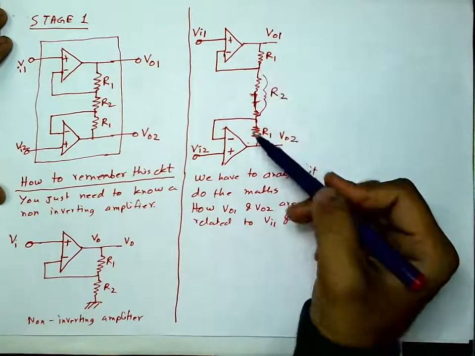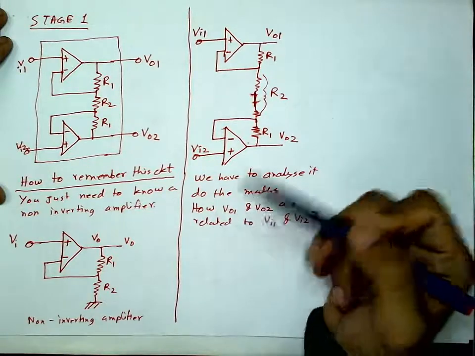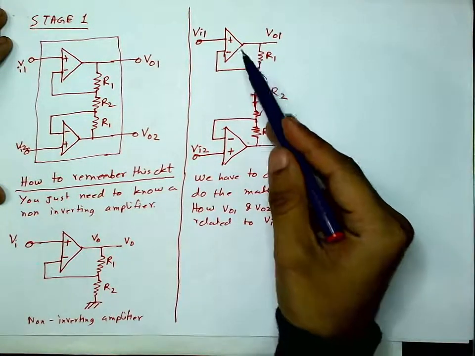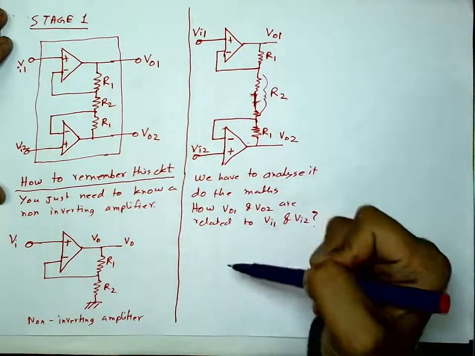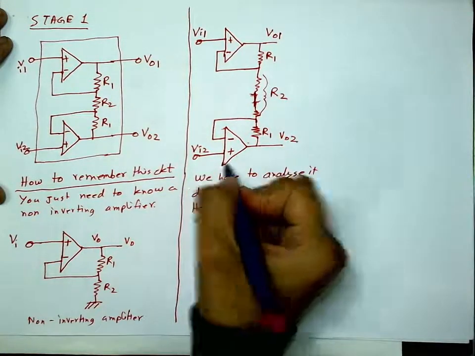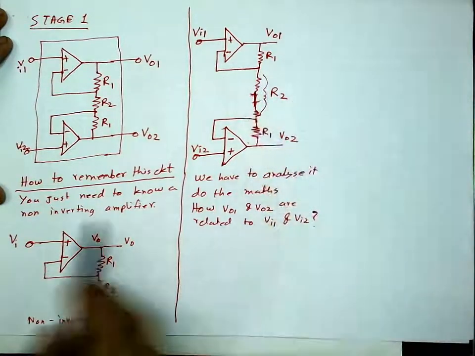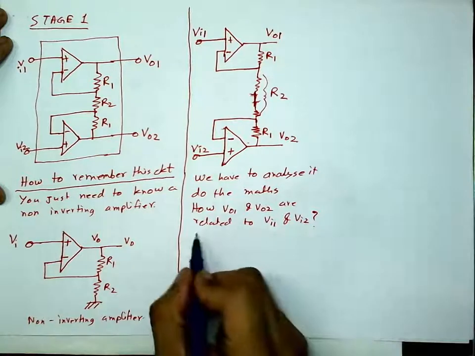We have said how to remember this, and our approach in this video is the approach of an analyst. That means I'm not going to synthesize this circuit, but given this circuit I'm going to analyze what is going to happen. That's our approach. And we have also talked about how to remember this circuit. Now let's do the analysis.